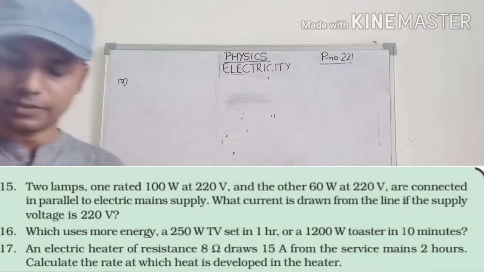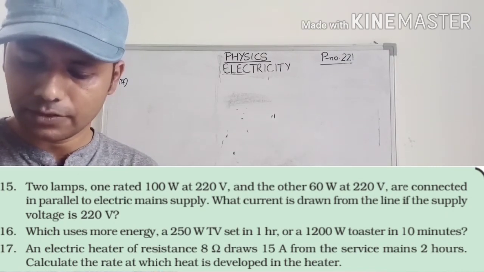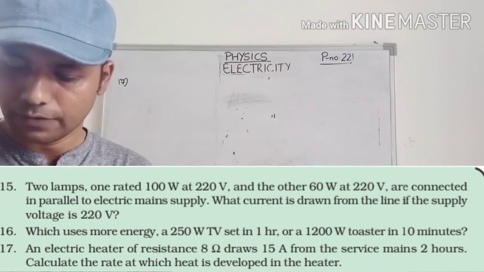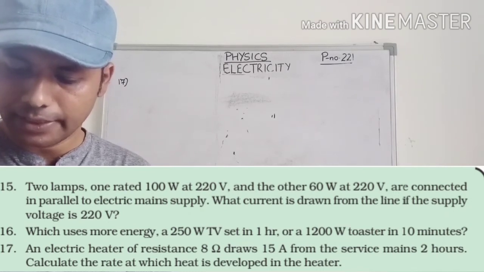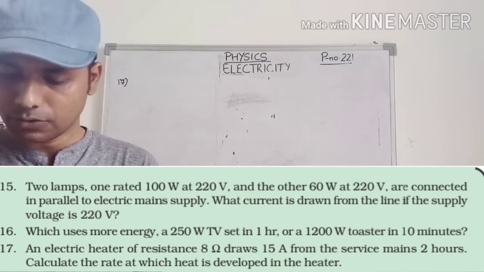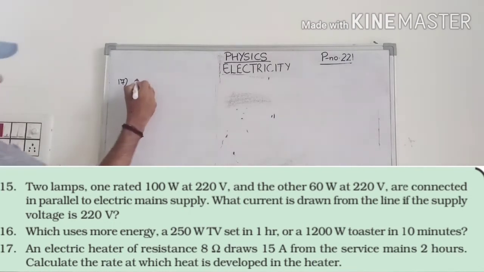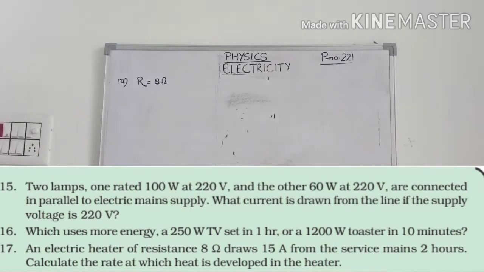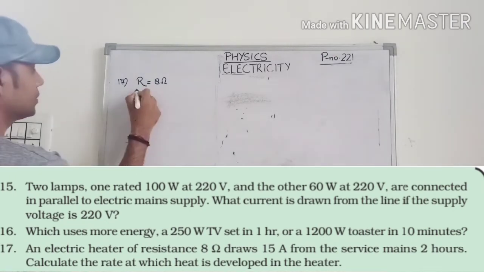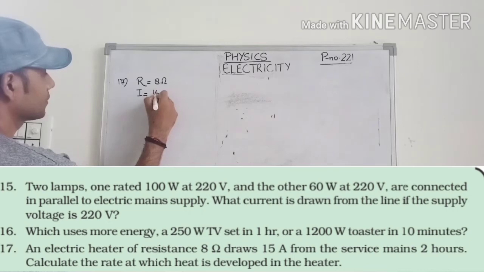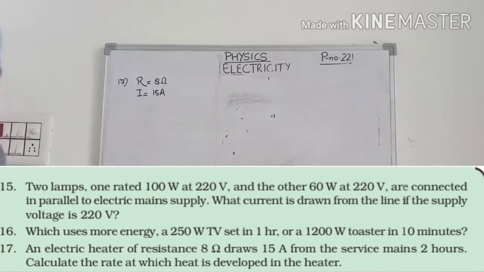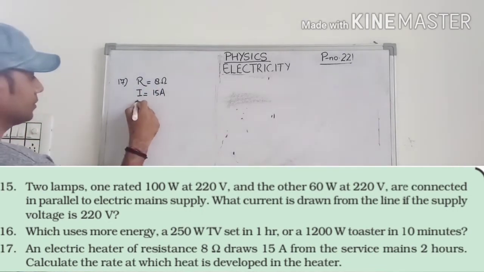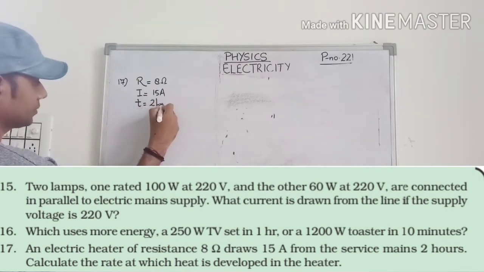Question number 17: An electric heater of resistance 8 ohms draws 15 amperes from the service mains for 2 hours. Calculate the rate at which heat is developed in the heater. Now in this question the resistance is given as 8 ohms, electric current drawn is 15 amperes and the time is given as 2 hours.